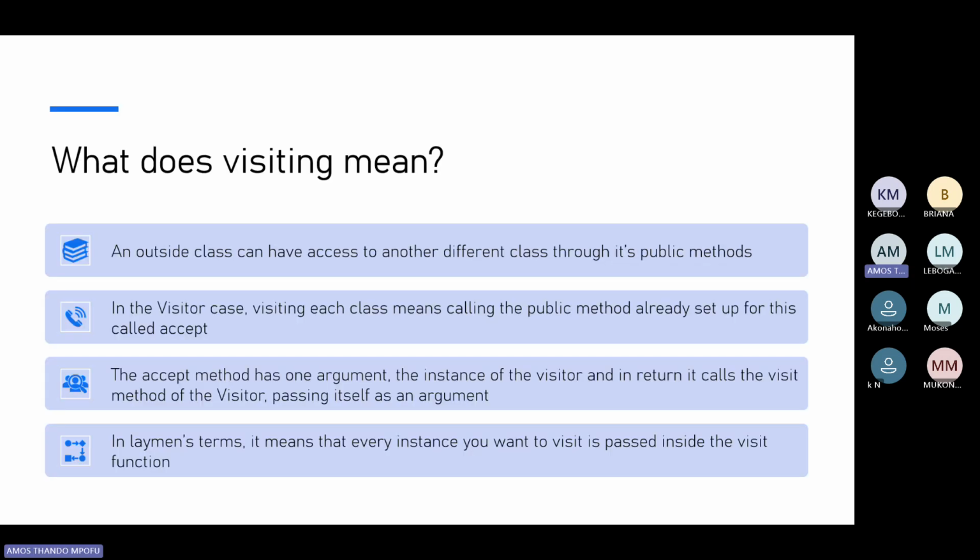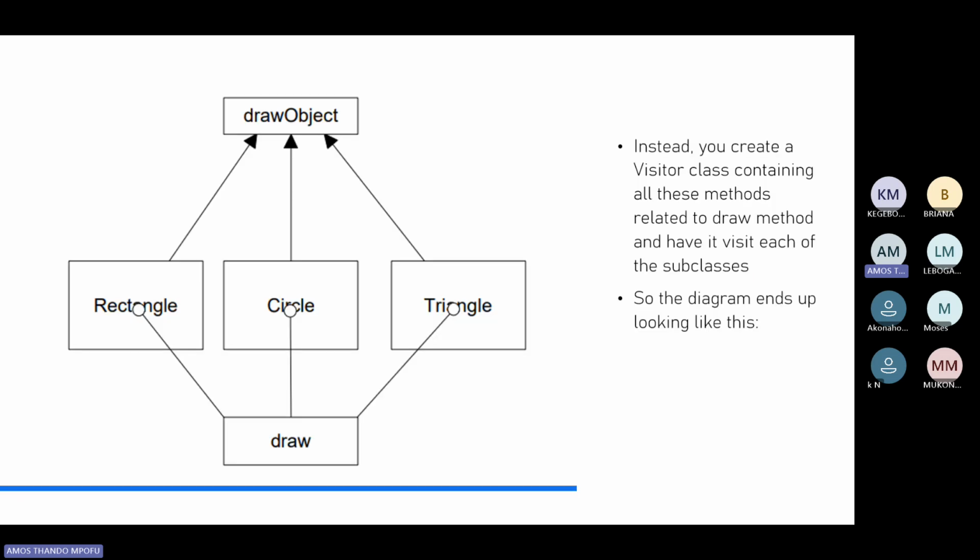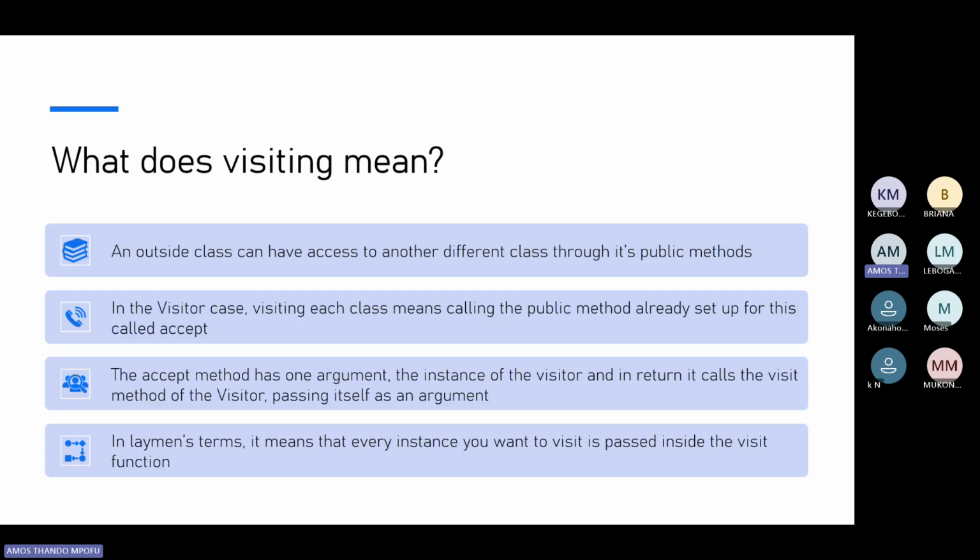And then what does visiting mean? I agree with talking about that. This guy over here is a visitor. He visits each of these instances, right? So what does visiting actually mean? Visiting is basically when an outside class wants to, not can, that's incorrect, when the outside class wants to have access to another different class.